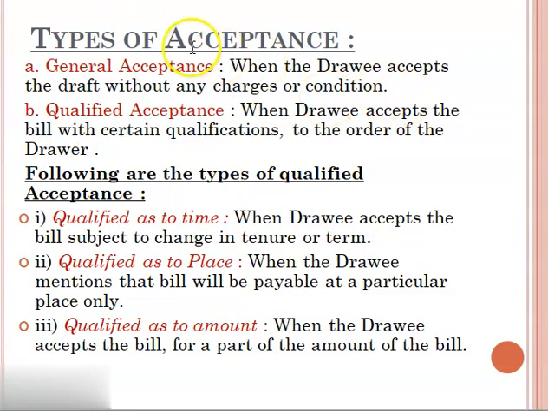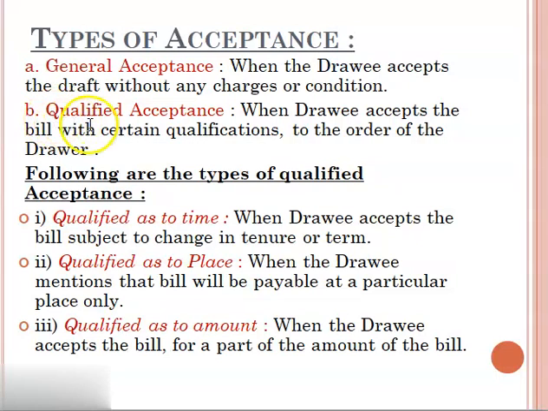Now let us see the types of acceptance. Types of acceptance: the drawer is drawing the bill, but many times it happens that he asks for certain conditions. So let us see here. There are two types of acceptance: general acceptance and qualified acceptance. General acceptance means when the drawee accepts the draft without any charges or conditions. There are no conditions in this. The drawer is drawing the bill and mentioning the time and the amount of the bill, and the drawee is ready to do the payment. That is called general acceptance.